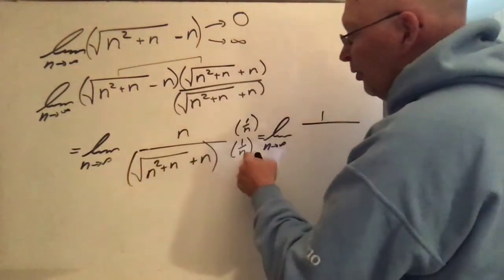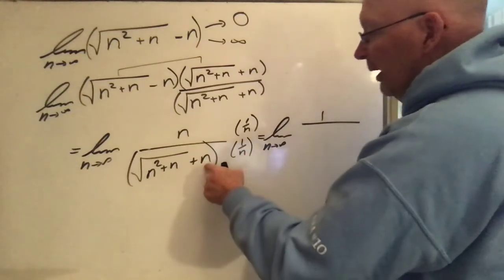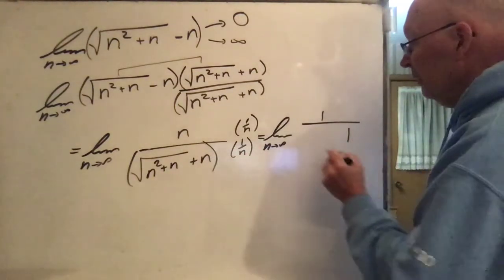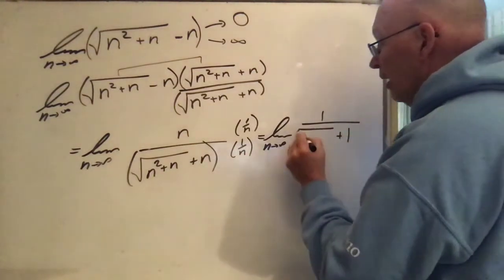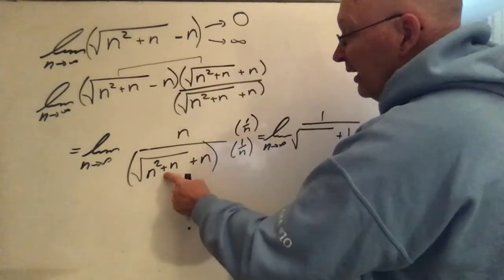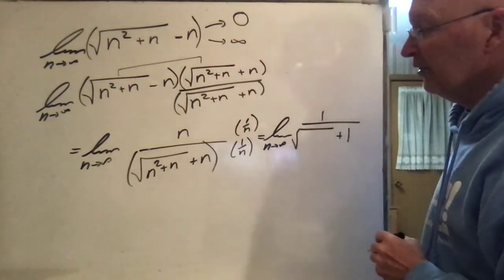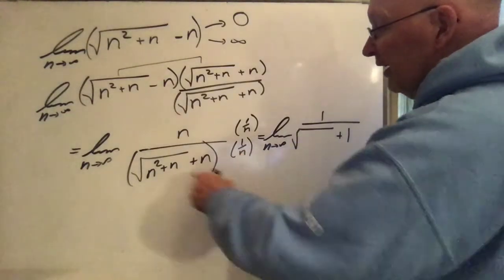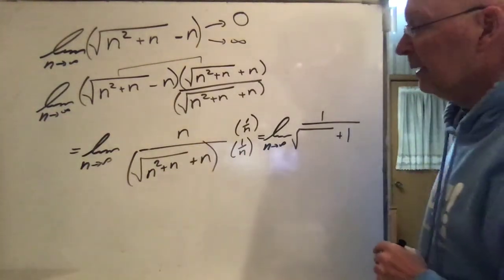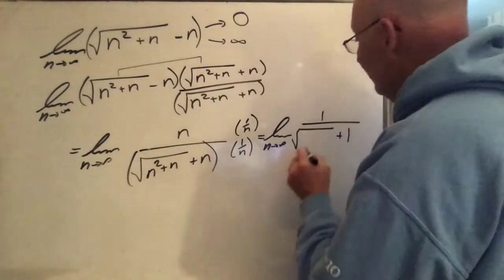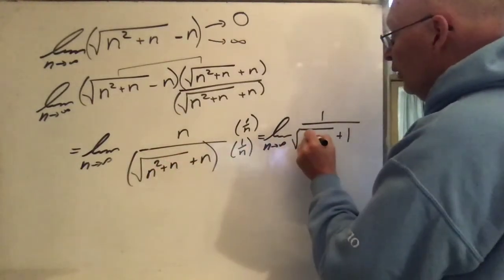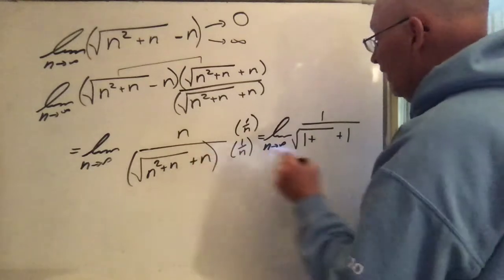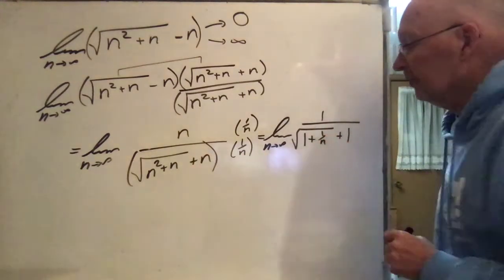This whole thing is being multiplied by 1 over n. 1 over n times n is equal to 1. And when I bring the 1 over n inside the radical, it comes in as a 1 over n squared. Agreed? Because when you bring it inside the radical, you have to square it in order to keep it the same. So it comes in as 1 over n squared. You have n squared over n squared, which is 1. And then you have n over n squared, which is 1 over n.